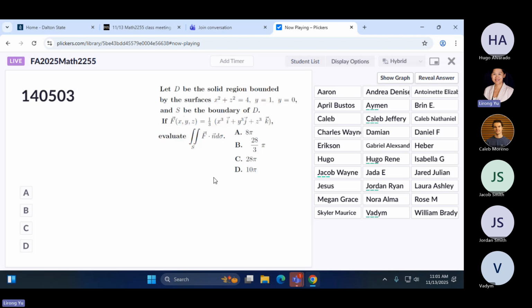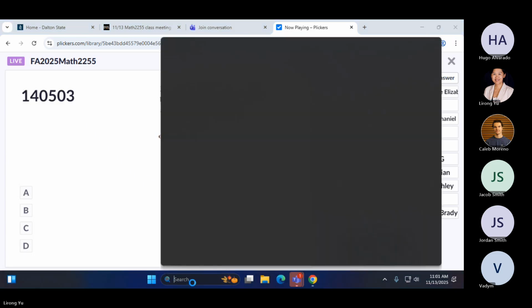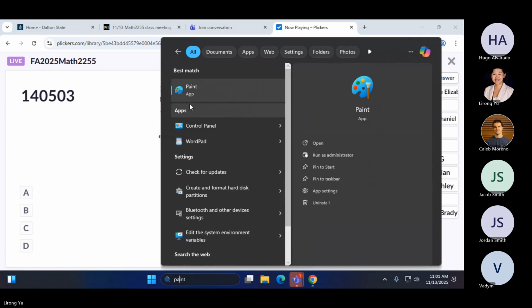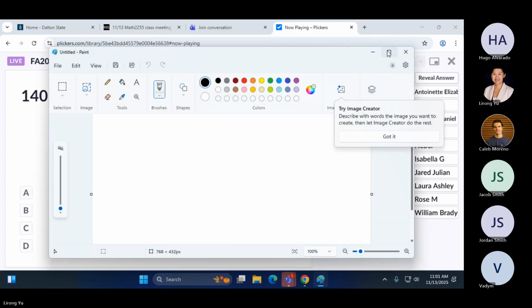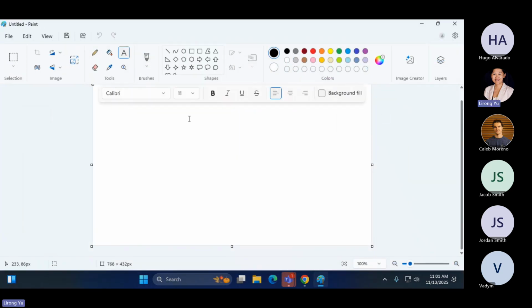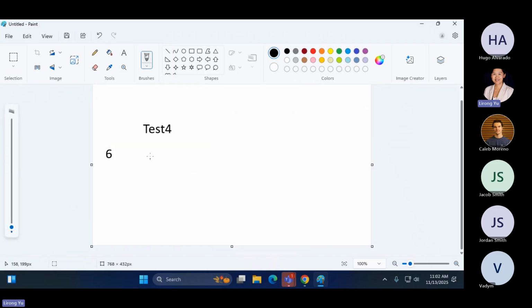Okay. Can I call on someone for this question? Over the homework question number 6. This is finding the mass of a function. If you try to find the mass, you'll be integrating the density function.